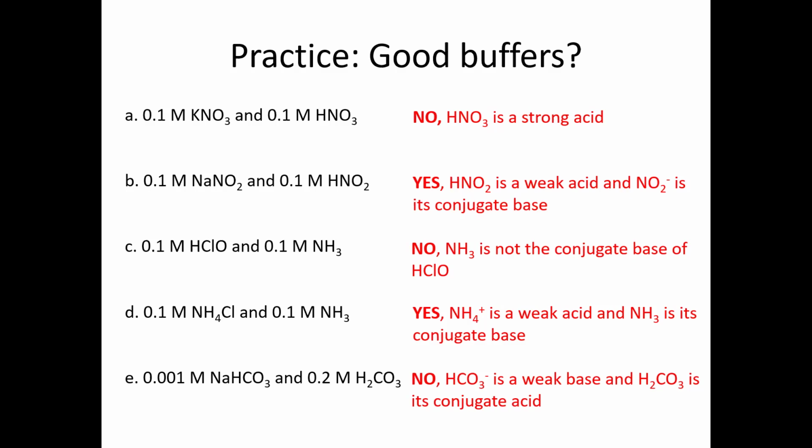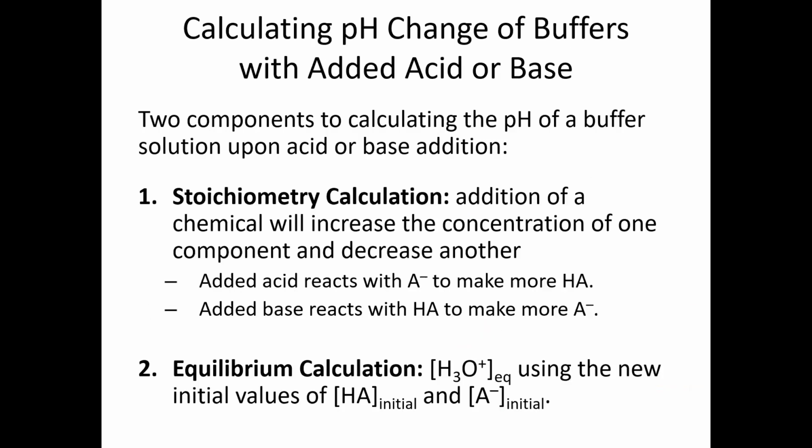It's not a buffer because the concentrations are off. Yes, it is the weak base, and H2CO3 is the conjugate acid, but the concentrations are the problem. All right. So can you identify a buffer? Can you apply the Henderson-Hasselbalch equation? If you can, you're going to do great for the beginning of this chapter 16, right?